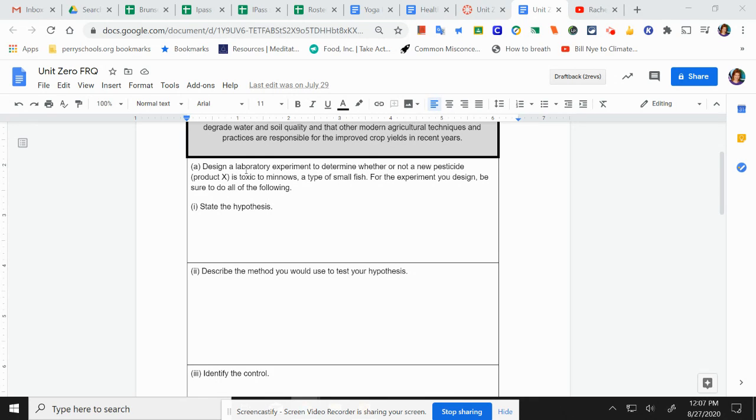It says, design a laboratory experiment to determine whether or not a new pesticide, product X, is toxic to minnows, which is a small type of fish. And then they break down the different things you're going to need to do. So step one, this is what they asked you to do: describe an experiment to determine whether or not a new pesticide is toxic to minnows. Some of you in your Unit Zero FRQs went on other tangents or other experiments, which was great, but it didn't answer the question.